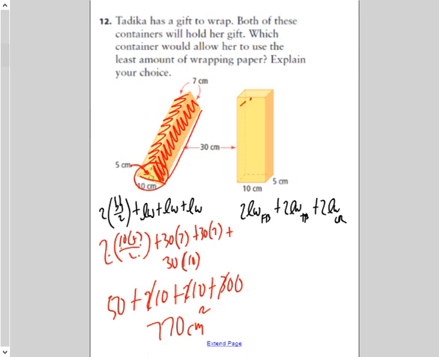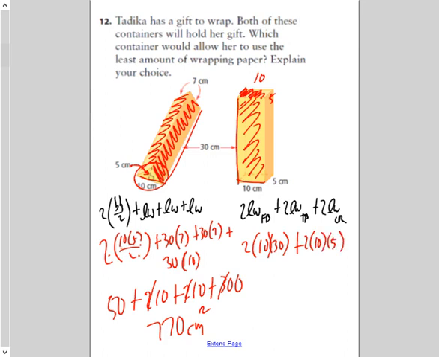Alternatively, when I look at the other one, the front of this is 10 centimeters long by 30 centimeters tall, so I have two 10 by 30s. Both the front and back are 10 by 30. And the top and bottom, this top shape has a length of 10 and a width of 5, so I have two 10 by 5s for the top and bottom. And I have two shapes for the left and right that are 30 by 5, so I have two 30 by 5 shapes.